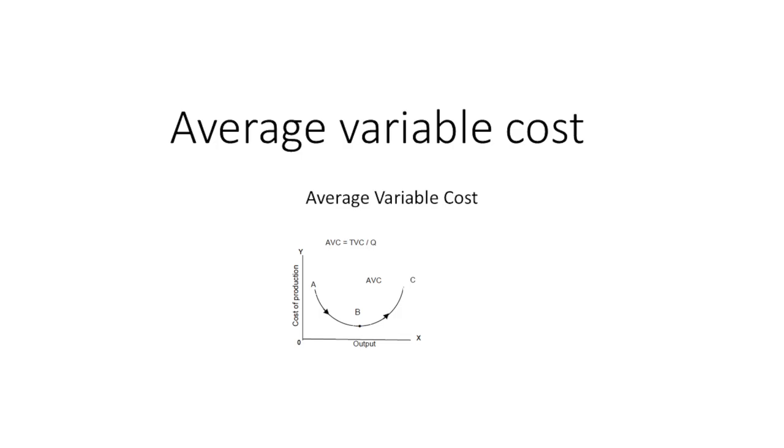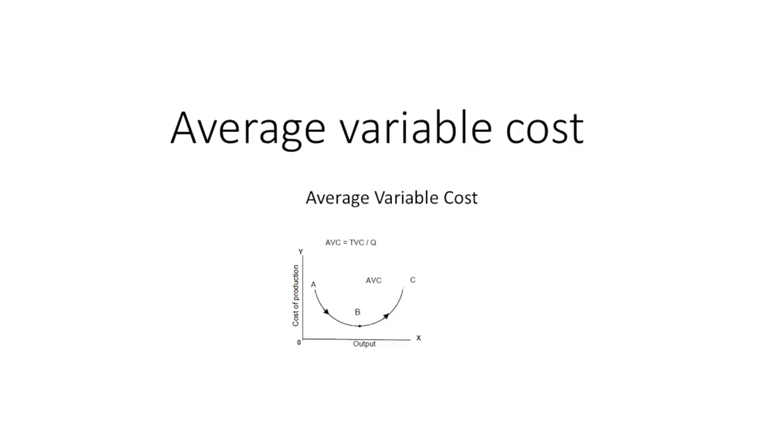From A to B, the average variable cost is decreasing because we are adding more variable factor inputs to the fixed factors. But at point B, the average variable cost is minimal, where the optimal use of fixed factors as well as the variable factors is being made. Then from B to C, the average variable cost tends to increase, it rises as the output expands beyond normal capacity.